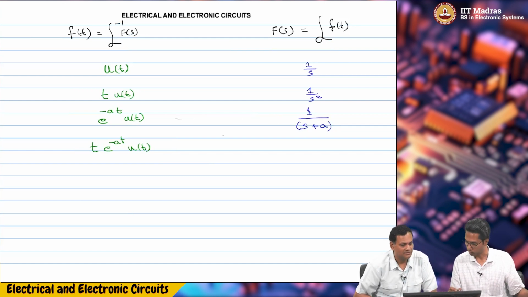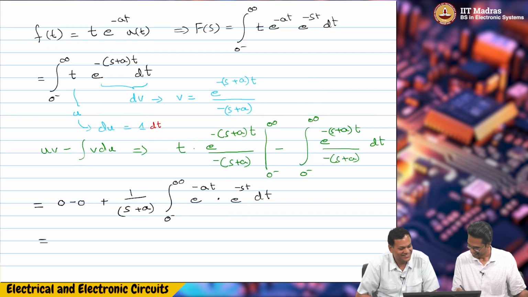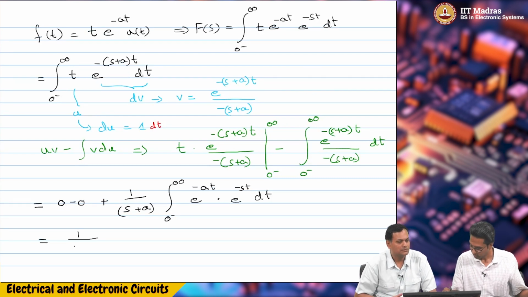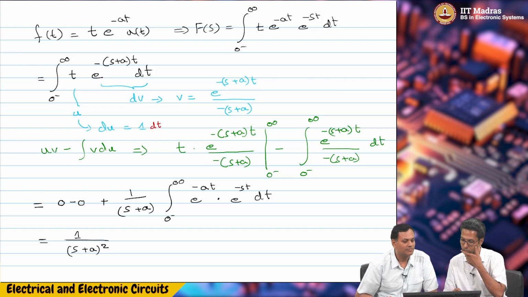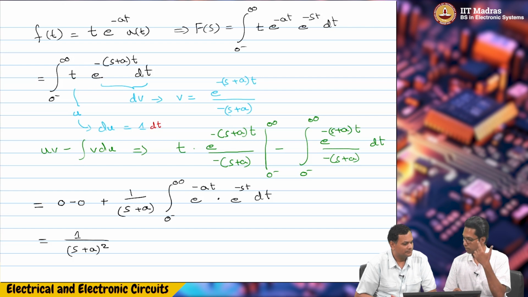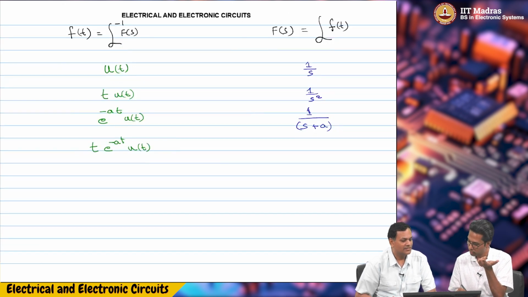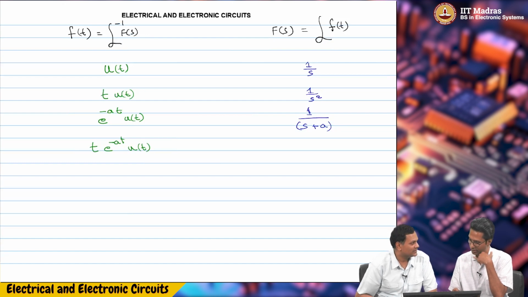Oh, super. You have optimized that. So that means it will be 1 by s plus a whole square. Yes. So when we had t u of t, it was 1 by s square. Correct. So this is 1 by s plus a the whole square.